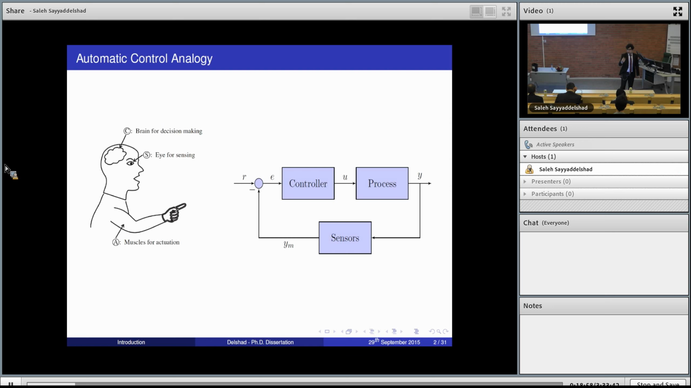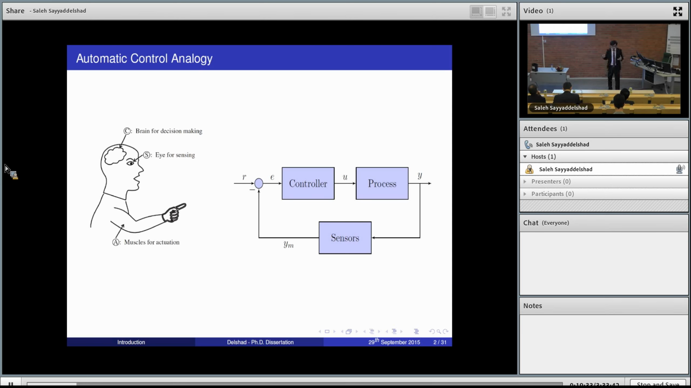We are using some sensors like our eyes, and our controller, which is our brain, and we do some processing, like planning the trajectory to grab that can. To do so, we are using our muscles as actuators. Similarly, in a control system, we have completely similar things: a controller, which in our example was our brain, sensors, like our eyes, and the actuator, which is usually part of the process.